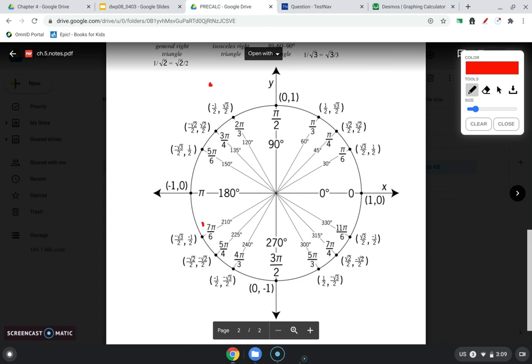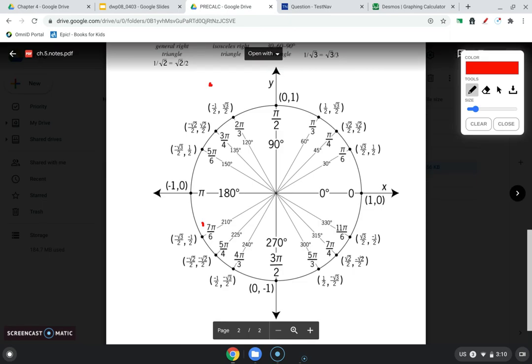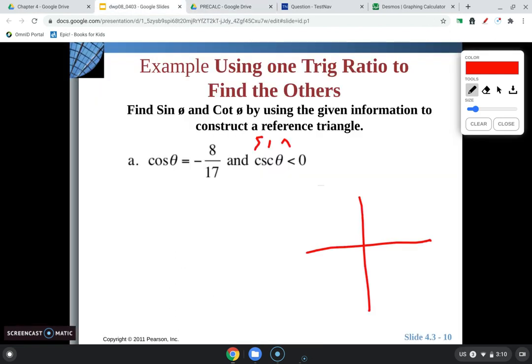But it also then says that cosecant is negative as well. So that, or sine. So sine is negative. Well, sine is negative in these two quadrants, which means we have to be in this quadrant. We have to be in quadrant 3. Okay? So sine is negative, cosine is negative. So we're over here in quadrant 3.